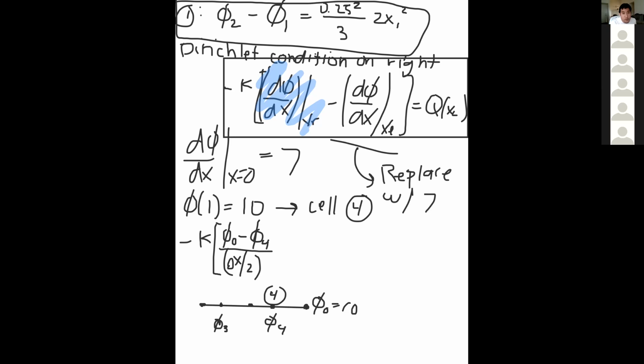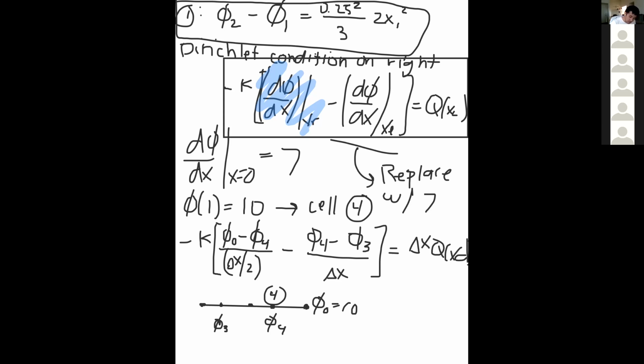When we compute the derivative at the right side of the cell, we need to take that 10 into account. The way we do that is we do phi naught, which is our Dirichlet condition, minus phi 4 divided by delta x over 2. That's going to be the derivative on the right side of the cell, minus the derivative on the left side, which is phi 4 minus phi 3 all over delta x. And this is equal to delta x q at xc.